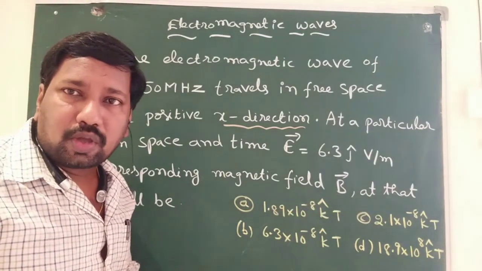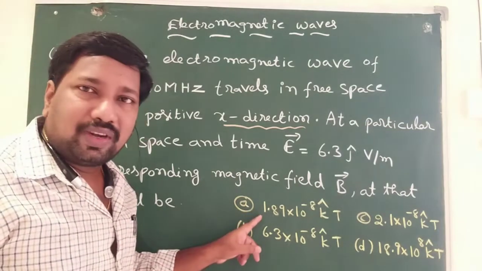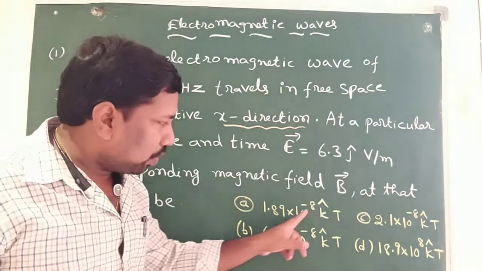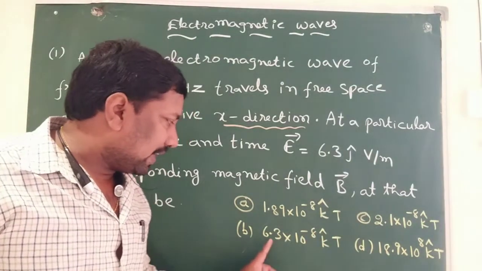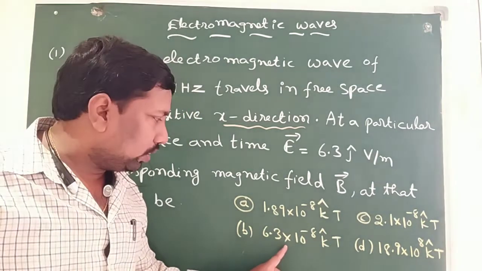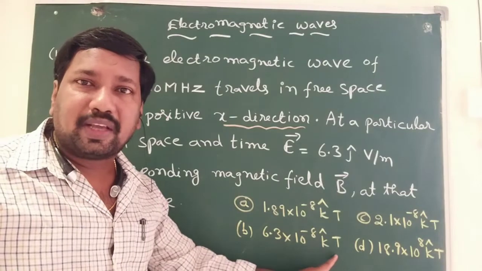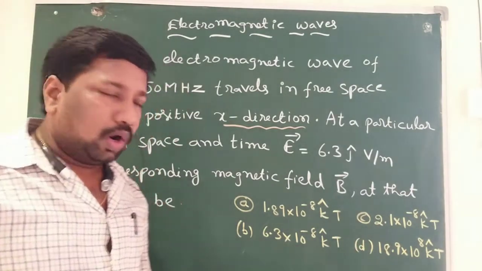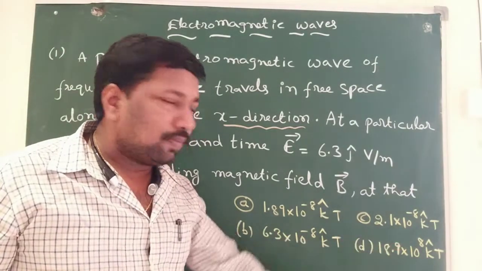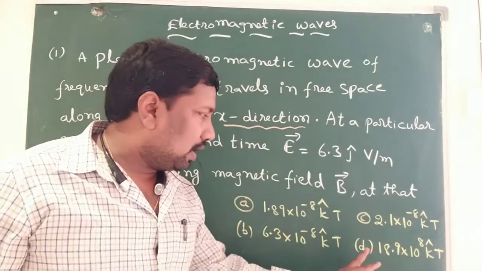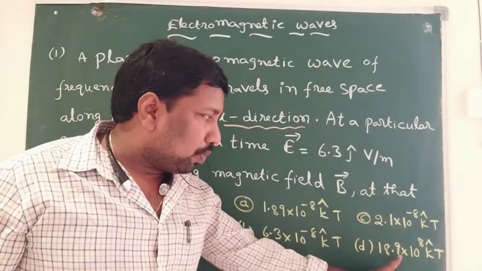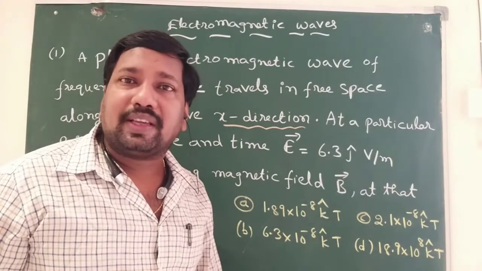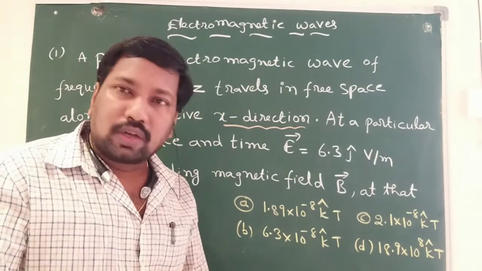Here there are 4 options. The first one is 1.89 into 10 power minus 8 k cap Tesla, the second one is 6.3 into 10 power minus 8 k cap Tesla, the third option is 2.1 into 10 power minus 8 k cap Tesla, and the fourth option is 18.9 into 10 power 8 k cap Tesla. So you can solve this problem.